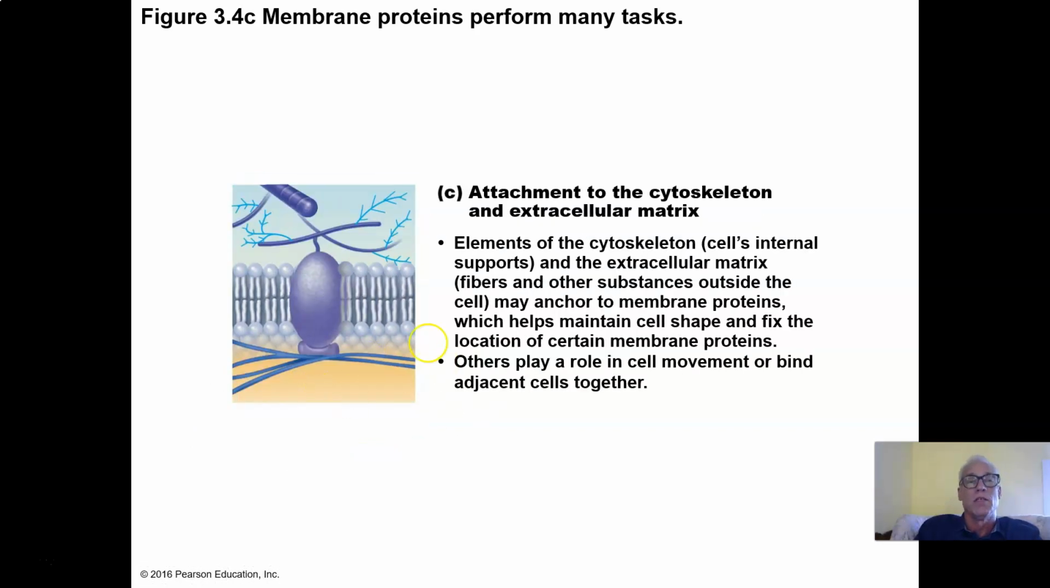Some membrane proteins have the role of attaching the cell to fibrous proteins that reside on the outside. The extracellular matrix, the substances, the material that's outside of the cells, contains a lot of fibrous structural proteins, and the cells are typically anchored by membrane proteins to that extracellular matrix.